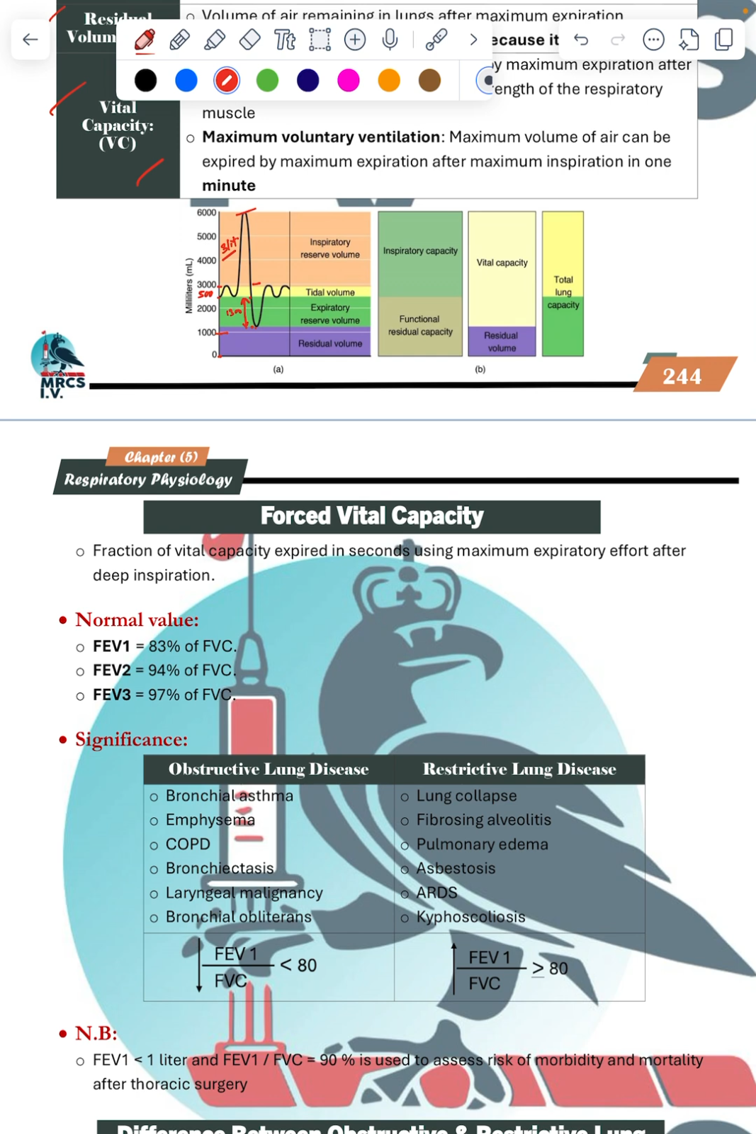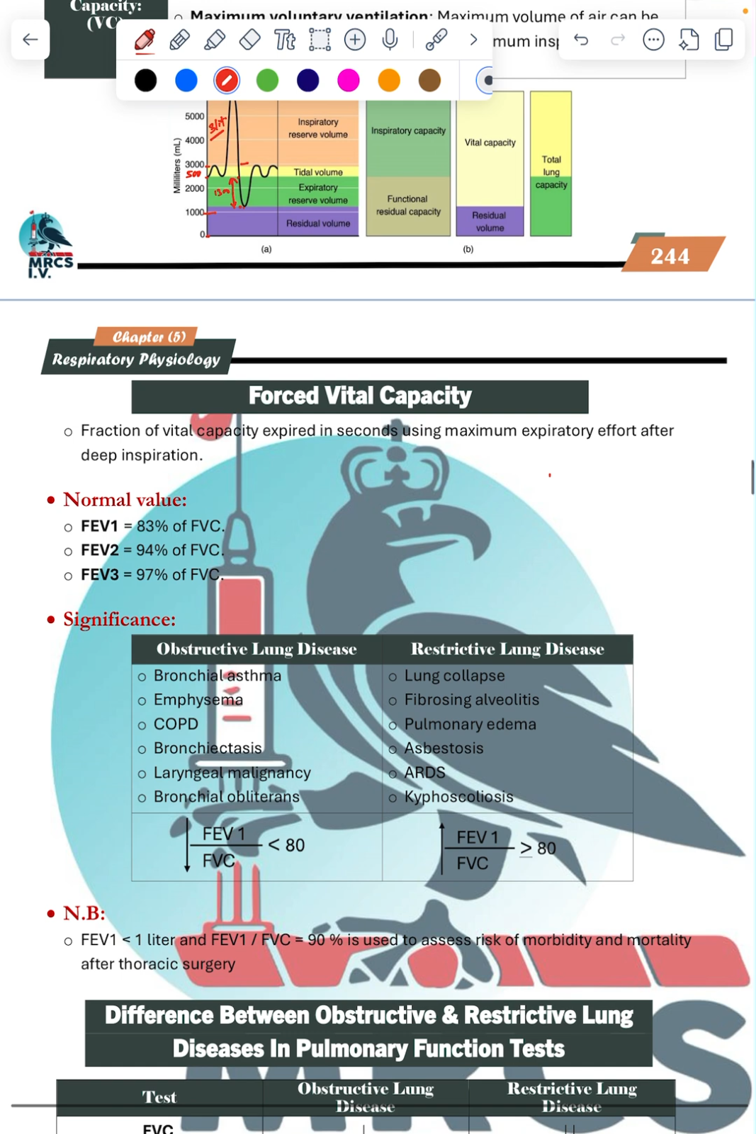If it is up to 83% in 1 second, it's normal. In the second second, 94%, in the third second 97%, meaning nearly 100% a person is able to expire of whatever the forced inspiration is done. So that is the normal value. So you measure the ratio of forced expiratory volume in 1 second divided by total forced vital capacity.